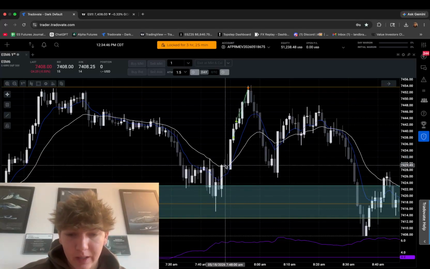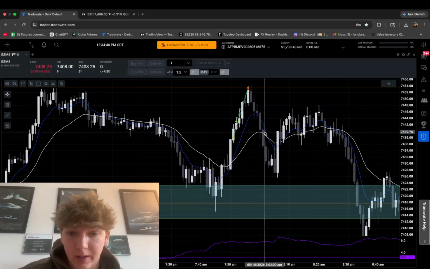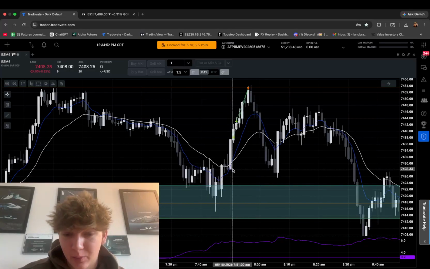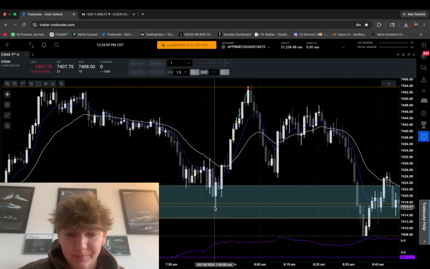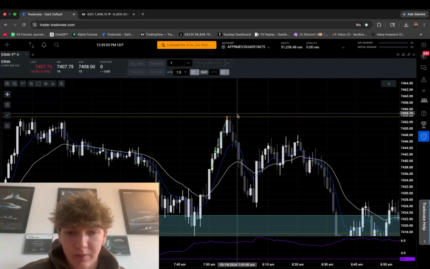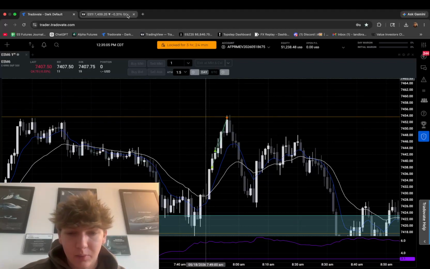I kind of just waited for it to actually fully break out. Definitely could have placed my trade a little bit earlier, maybe on this repull or retrace. Sorry. But that's all right. I still hit my full profit of 15 points.